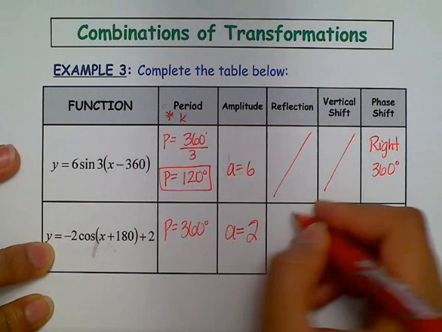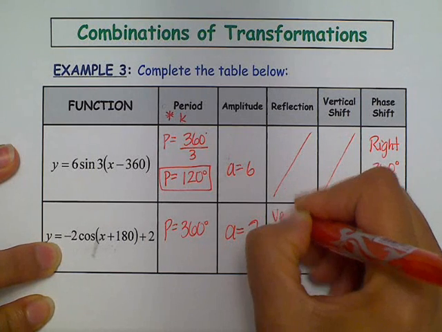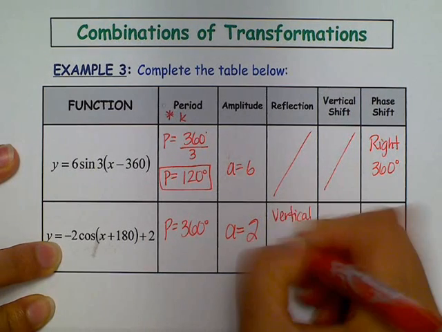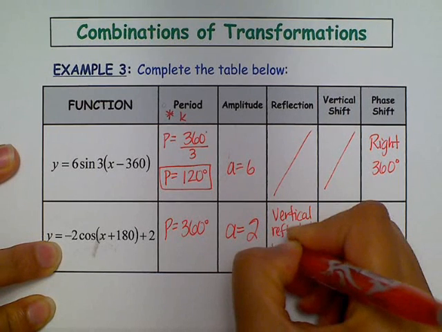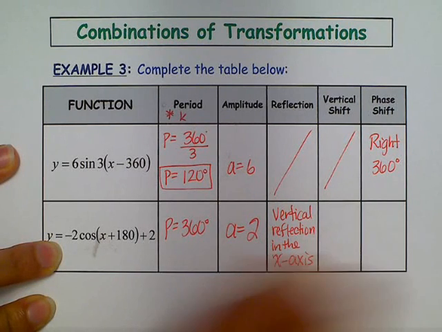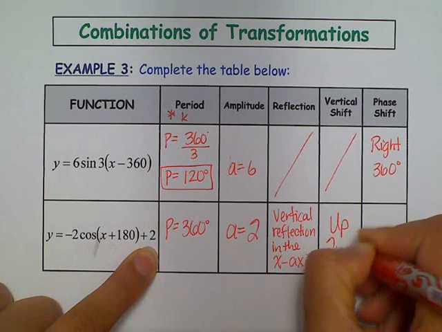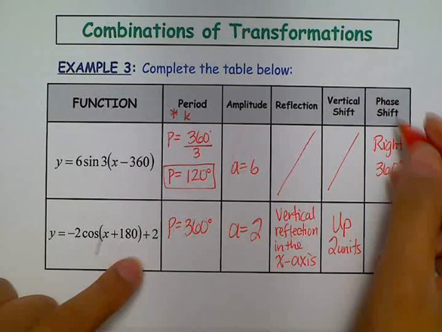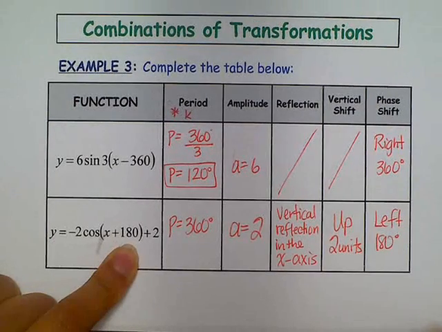Okay, that negative just makes the graph reflect, but half the height of the graph is still 2 units. Reflection, there is one, and it's in the x-axis, so vertical reflection in the x-axis. And then vertical shift is up 2 units since the graph is moving up 2 units. And then phase shift is to the left 180 degrees.